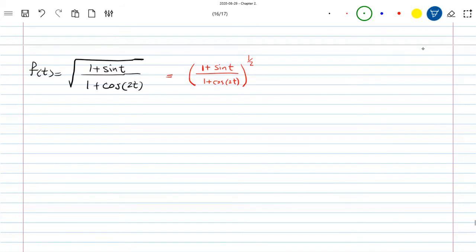Do not jump ahead to take the derivative. First, figure out what the question is asking, since for all these examples, I want the derivative. And you rewrite the function in a way that you can apply those rules. F prime x would be, drag down the exponent, 1/2, apply the power rule. 1 plus sine t divided by 1 plus cosine 2t, to the power 1/2 minus 1, is simply negative 1/2. And by chain rule, I have to multiply it by the inside derivative.